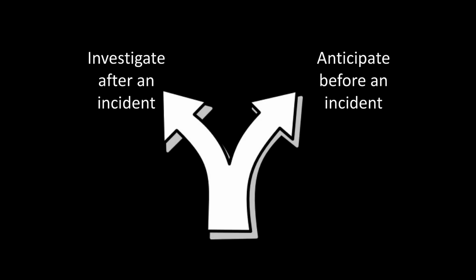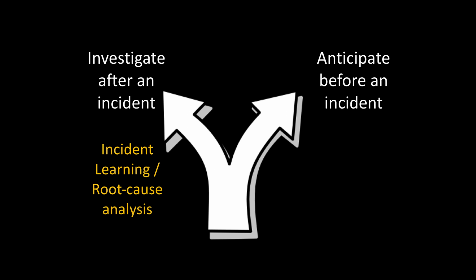One word about FMEA versus what we've learned already about incident learning. In incident learning, in a sense, you're investigating what happens after an incident or near miss occurs, versus anticipating what will happen before an incident occurs. That's more like what we're talking about with FMEA. These two are complementary. So the root cause analysis in incident learning versus the risk analysis.